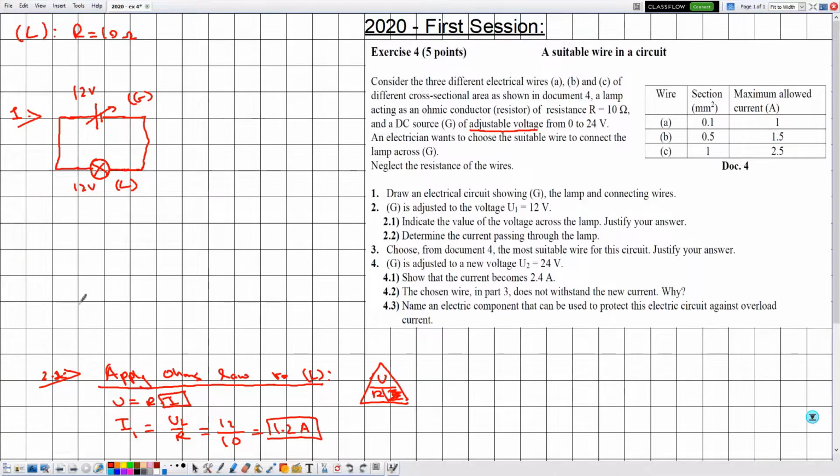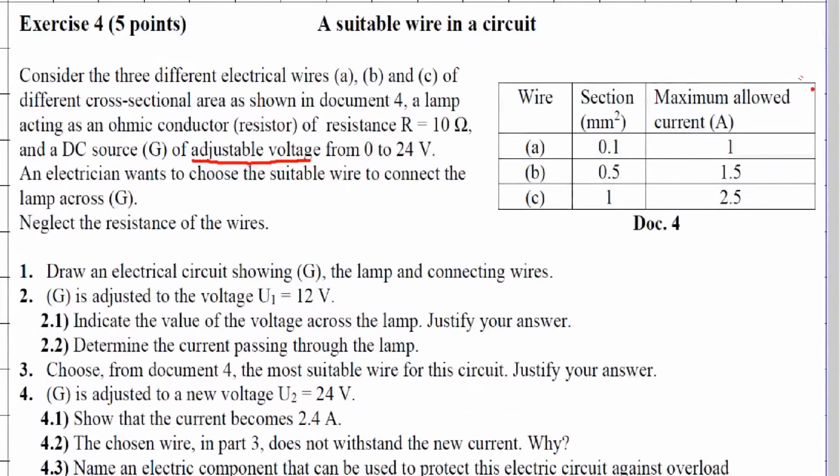Okay, this is it for 2.2. Now in number 3, they are telling us to choose from document 4 the most suitable wire for this circuit, justify your answer. Now we know that the current traversing the circuit is given by 1.2 amperes. Now if we refer to document 4, this consists of 3 columns. The first one just indicates which wire we are working with. Don't worry much about the cross-sectional area, so just ignore this part.